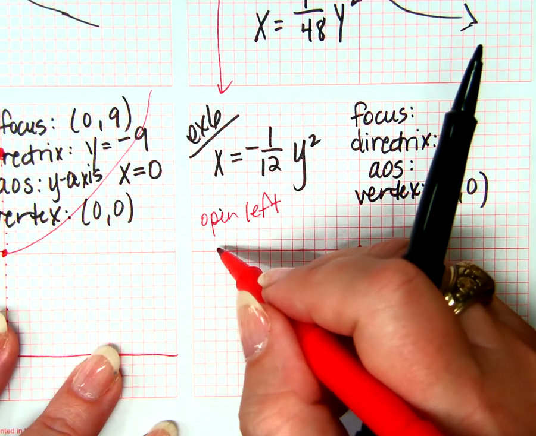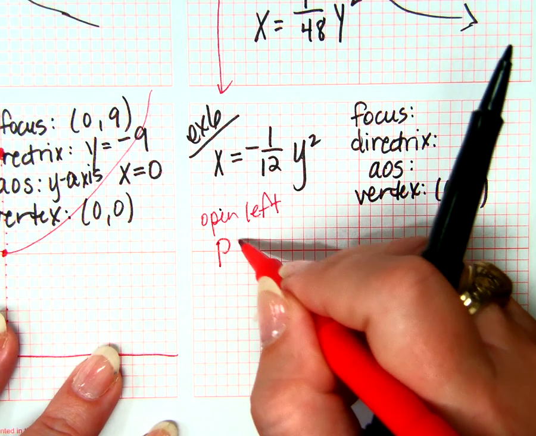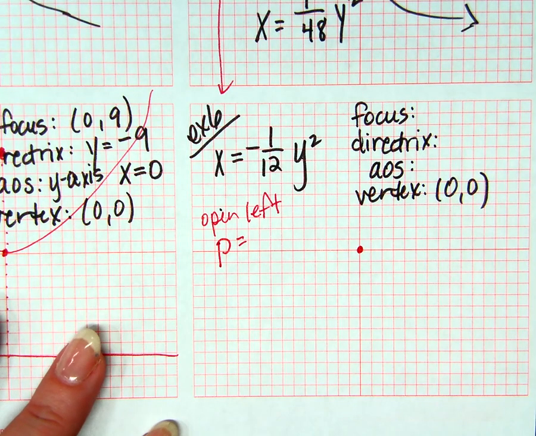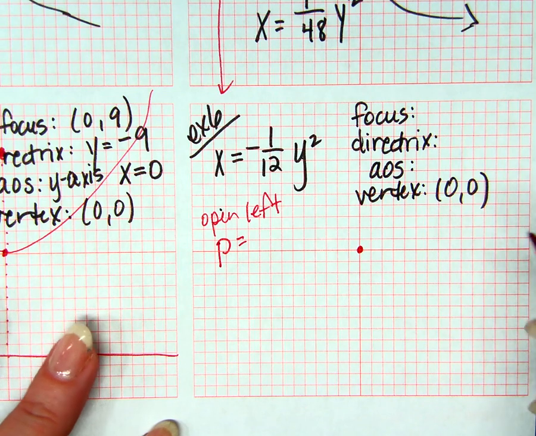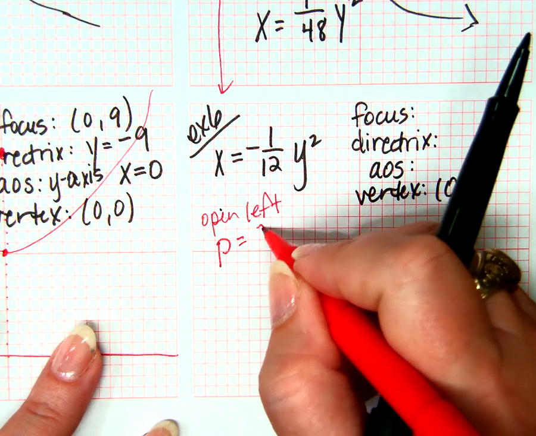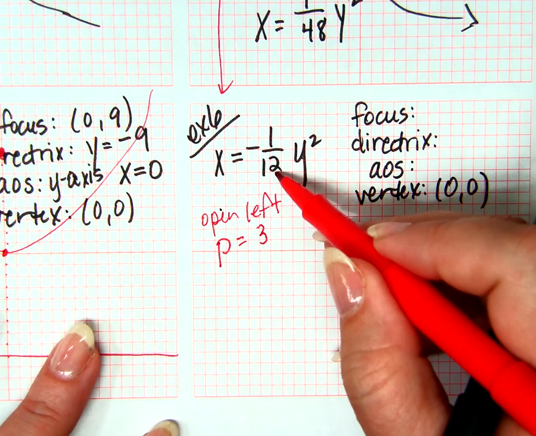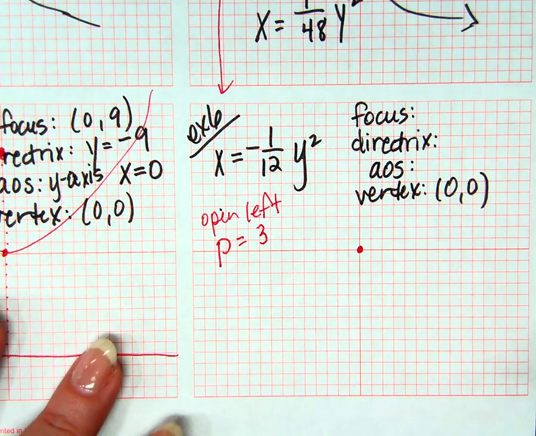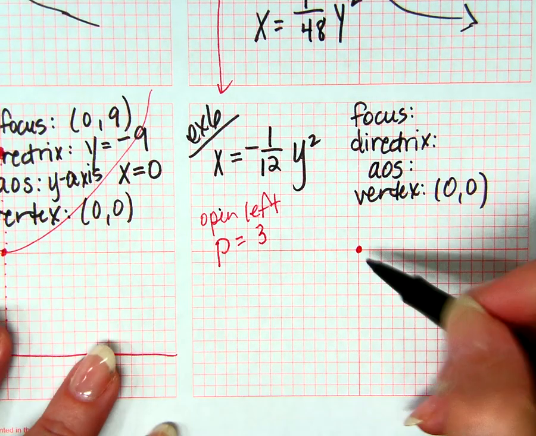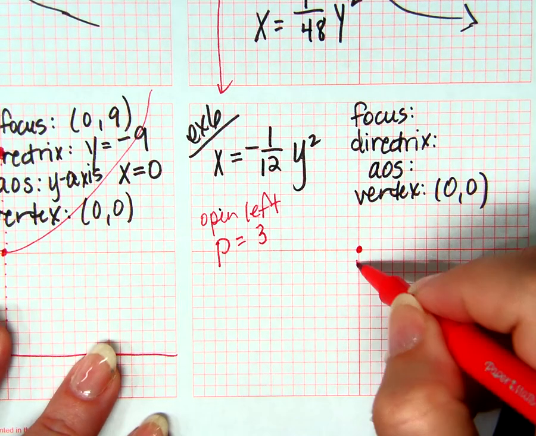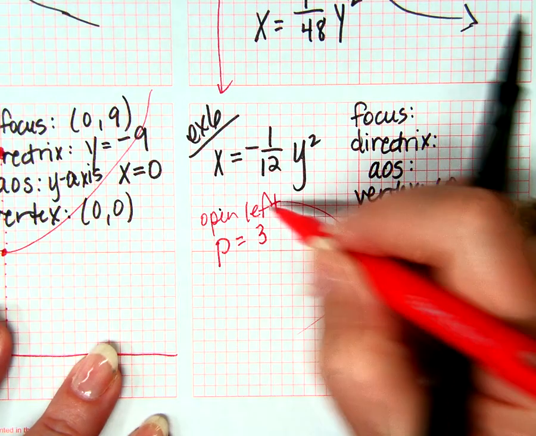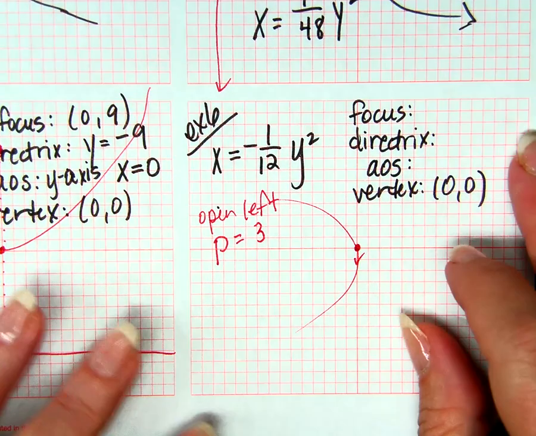And the last thing that we have to know is p. In this particular problem, what is p? And how do you know it's 3? 4 times 3 equals 12. Good. So if this is the vertex right here and we know it opens left, so like that, where's the focus?